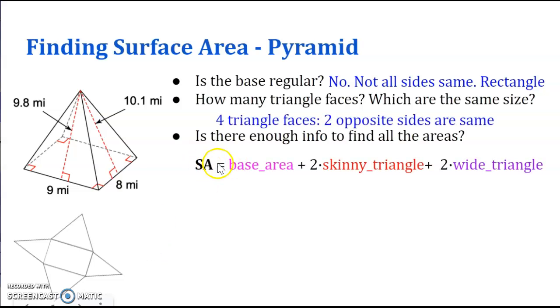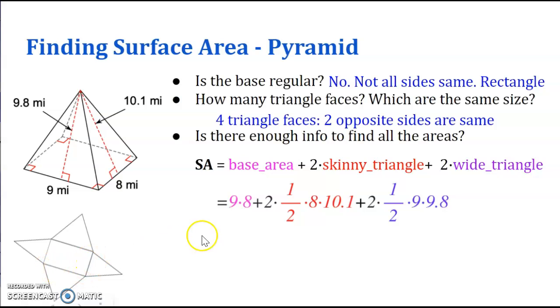Okay, so surface area is the base area, so we can figure out the area of the base, and then 2 skinny triangles, the area of the 2 skinny triangles and the area of the 2 wider triangles. Okay, and the base area, we know that this is going to be 9 by 8, so it's going to be 9 times 8 plus 2 times, why do I multiply by 2?